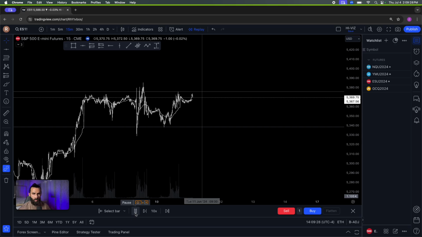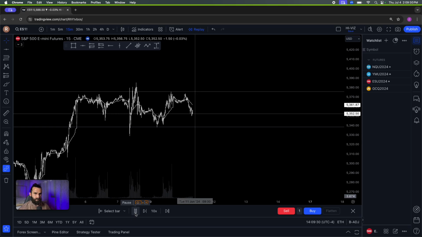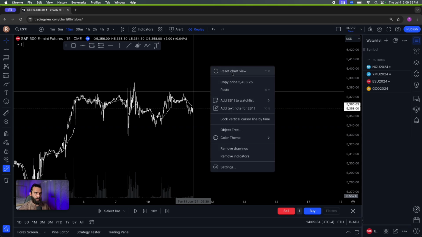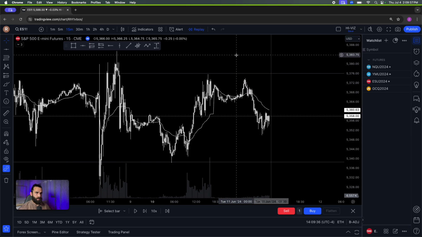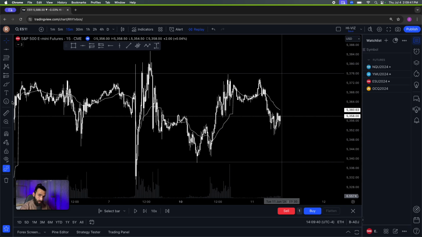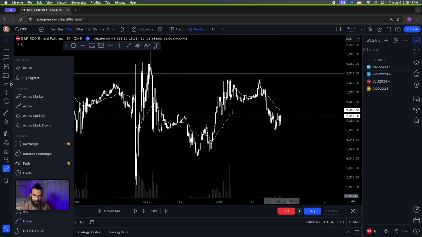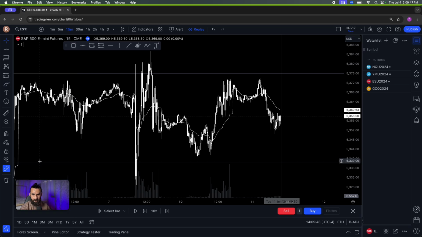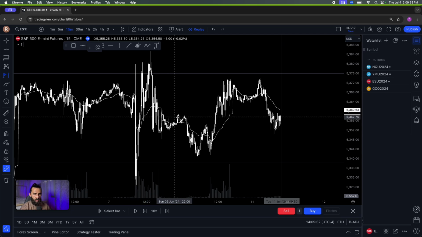We'll get pre-market high, pre-market low, and maybe I'll show you guys how I get a volume point of control as well. Yeah, let's do volume point of control. What I like to use is the fixed range volume profile right here. I will drag it on the chart. This is just a drawing tool. It's not like an indicator from the indicators section.